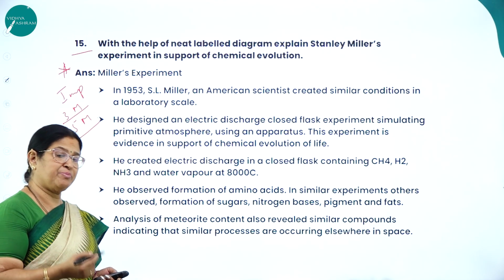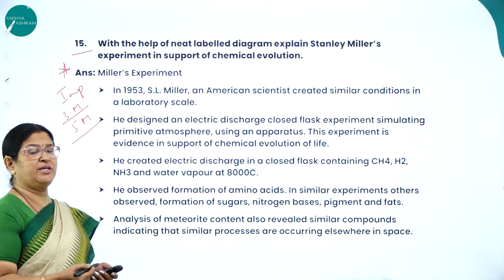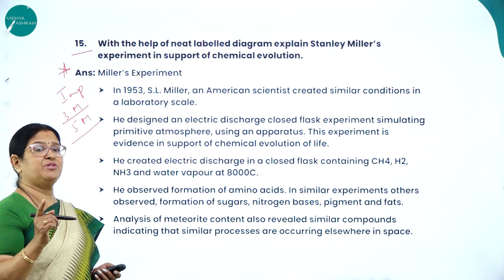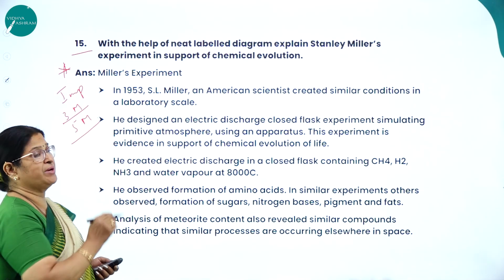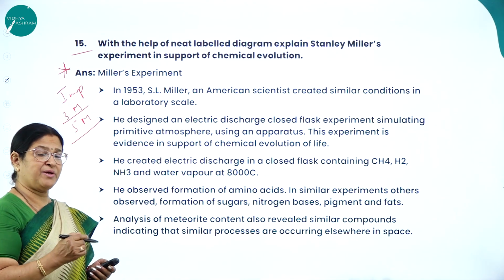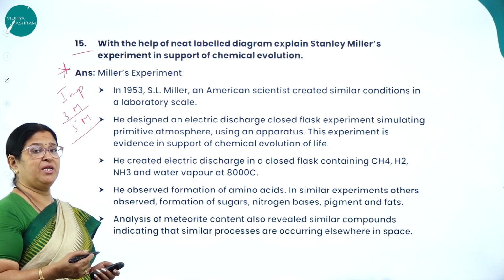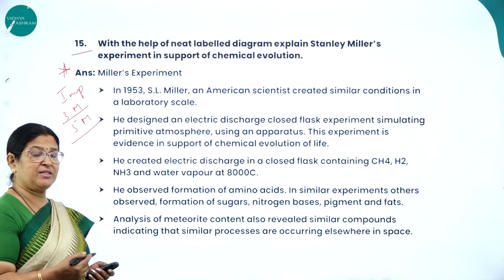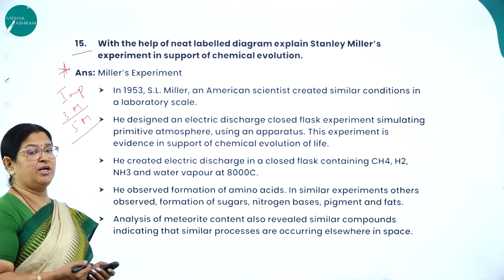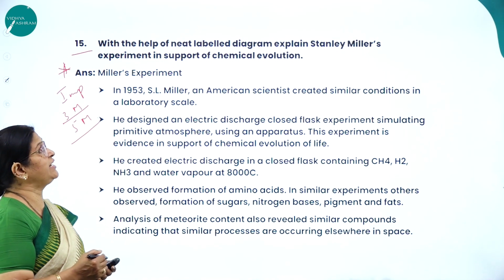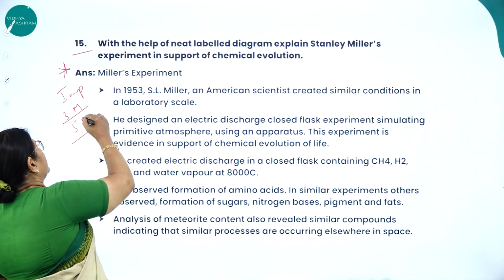Already I told theory of special creation, panspermia theory, spontaneous generation theory and chemical evolution. So one such theory which was accepted by many scientists was chemical evolution, which was put across by Stanley Miller. So he explained this chemical evolution with a very simple experimental setup which is commonly called Miller's experiment. So here you need to explain with the help of a neat labelled diagram. This is for 5-marker question.